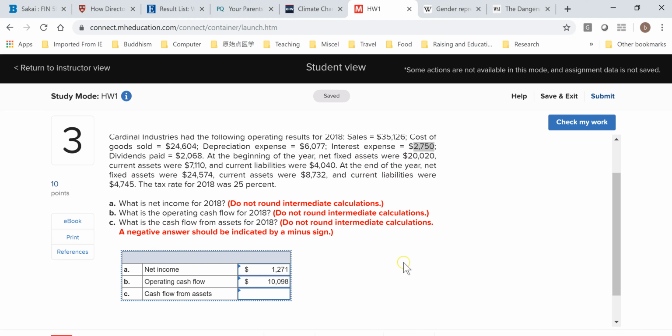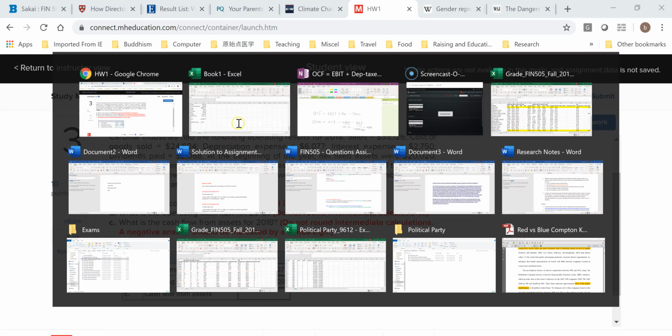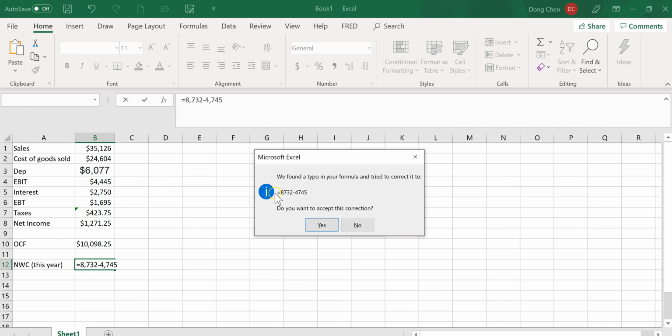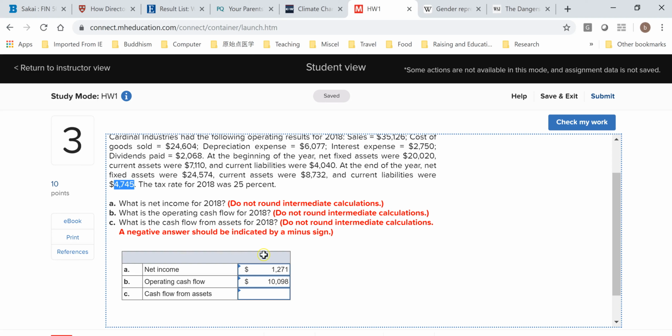So this NWC for this year, by this year we mean the end of the year, so it's current assets. Find the current assets at the end of the year. Current assets is right here, minus current liabilities. It's right here. Just copy the number back, and then Excel will get rid of the comma. That's fine. Just accept. So NWC of last year is similarly calculated.